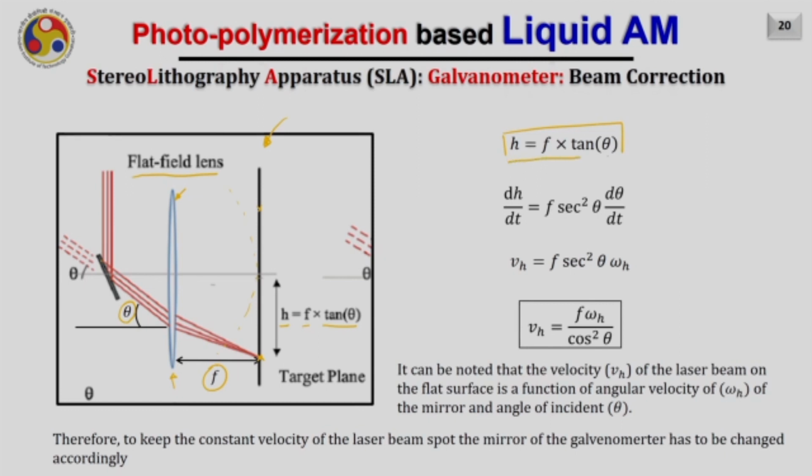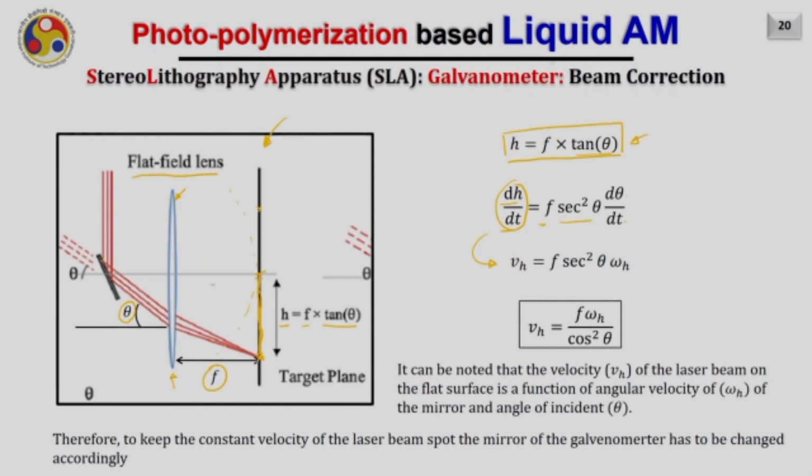So, we can write h equals f into tan theta. Now, let me differentiate this particular term. If I differentiate this term, I will get dh by dt equals f and the differentiation of tan theta, that is sec square theta into d theta by dt. Now again I can write this term dh by dt, which is nothing but the change in this distance. This distance means where the focal point is observed. Hence it will be the velocity of this point, means it is moving up and down.